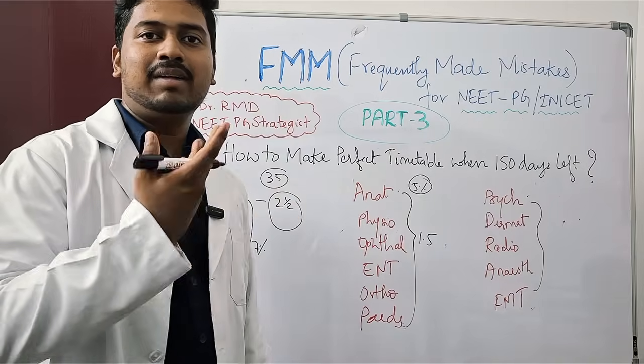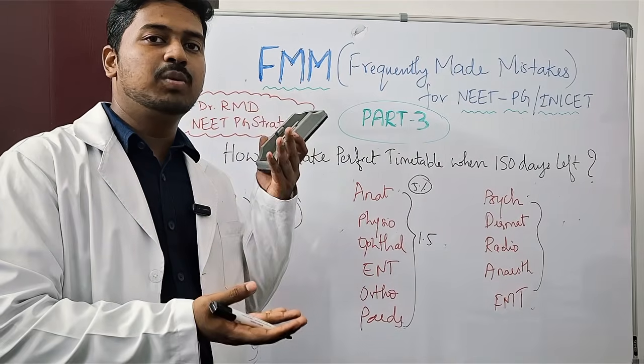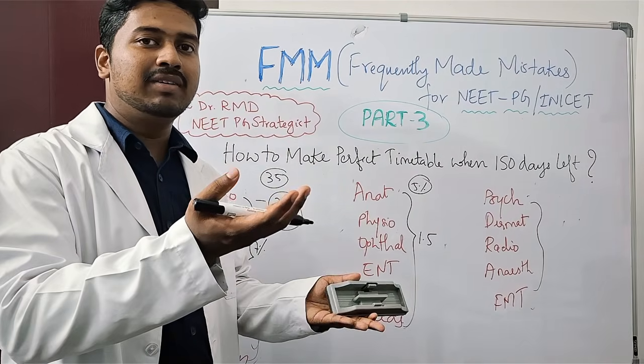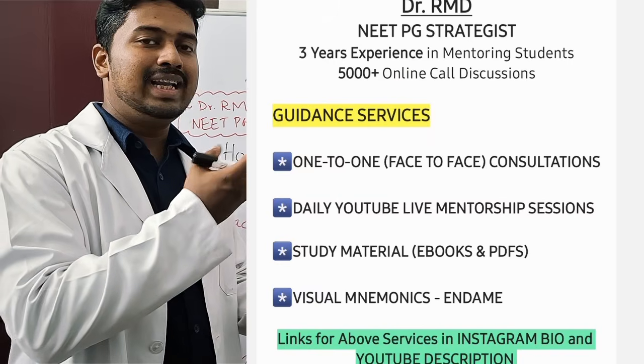This is how you create a perfect timetable which balances both the yielding factor and the content to be covered, so that you can get maximum output in a limited amount of time.